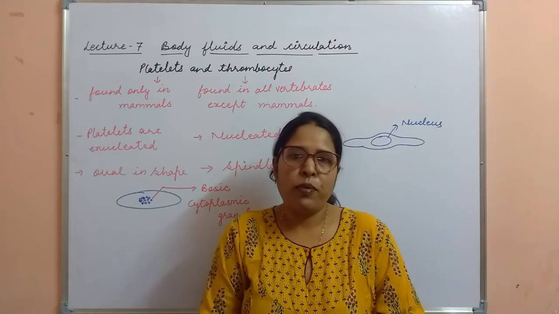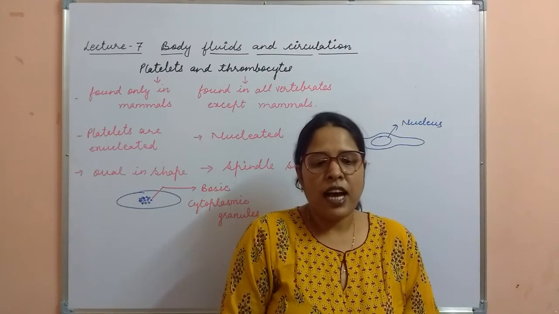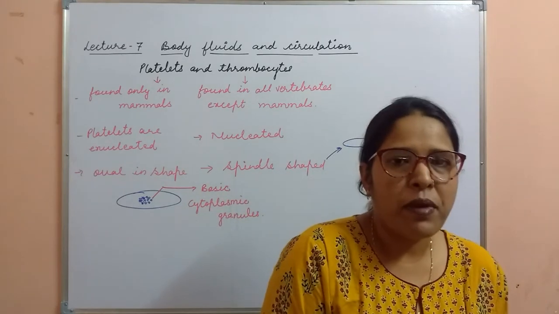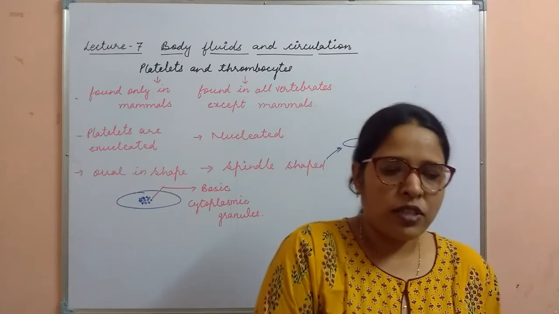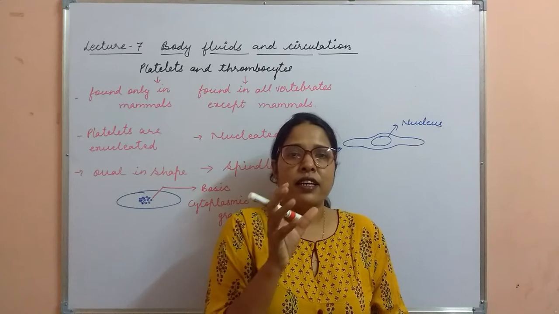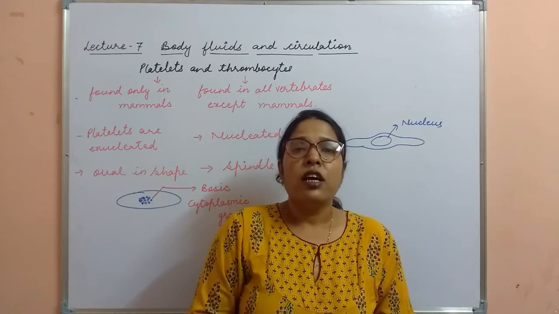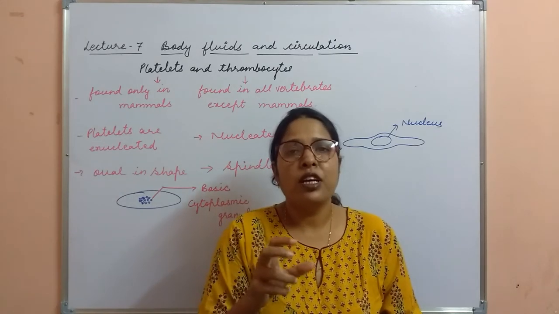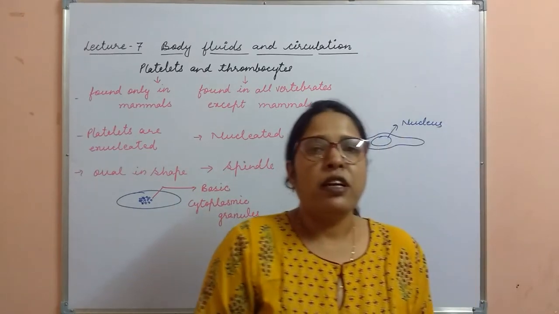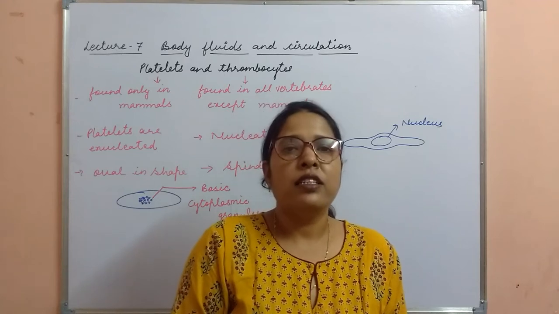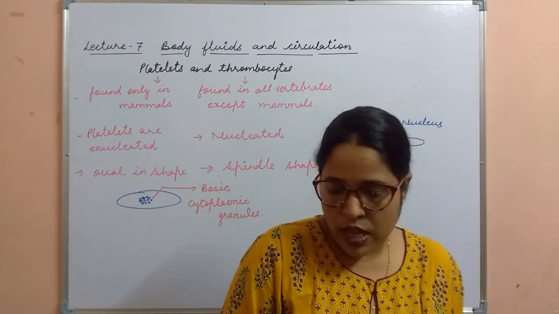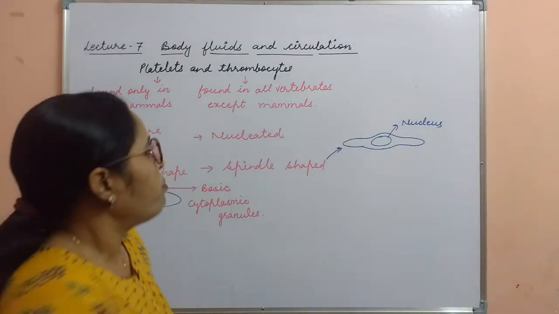Next, the production of platelets. The platelets are produced as cytoplasmic fragments from the megakaryocytes. Okay, what is the exact location of the production? These are produced as cytoplasmic fragments of megakaryocytes in the red bone marrow. Clear? So this is the exact site of production.